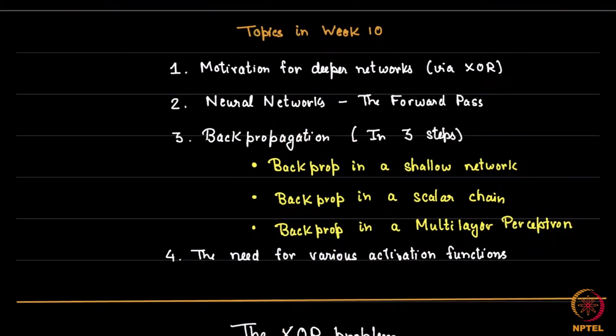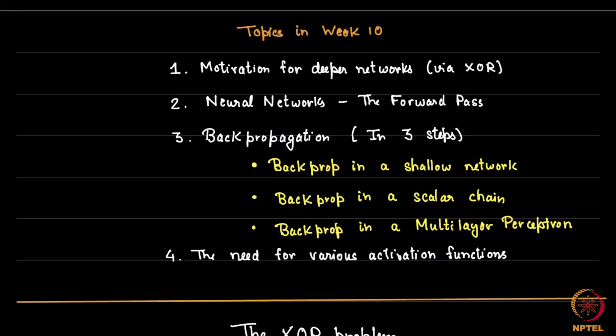So the topics that we are going to cover: in the current video, after this short introduction, I'm going to cover the motivation for deeper networks via XOR. I briefly referred to it in the last video also, but I'm going to dig a little deeper in this video. Next, we will look at the forward pass, that is, how you start from the input and go to the output for a neural network. Then, remember the comparison step is trivial, but the back propagation step is non-trivial. Typically, this takes a lot of time for students to understand.